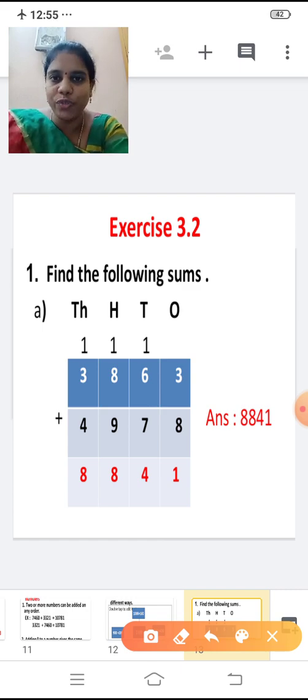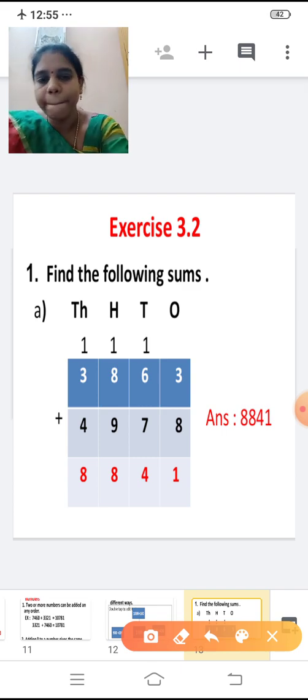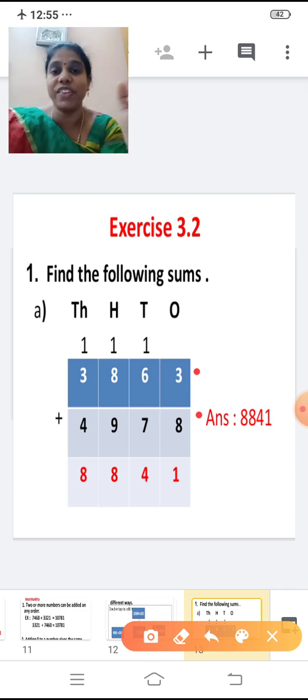And similarly for the next number, 4978: 4 in the thousands place, 9 in the hundreds place, 7 in the tens place, and 8 in the ones place. Shall we add this now? So first we are going to add the ones place. So 3 plus 8. After 3 we are going to add 8 numbers. 3, 4, 5, 6, 7, 8, 9, 10, 11.